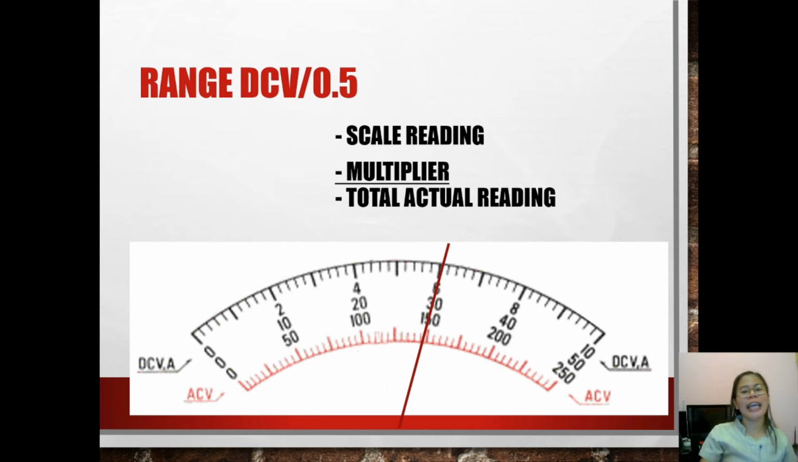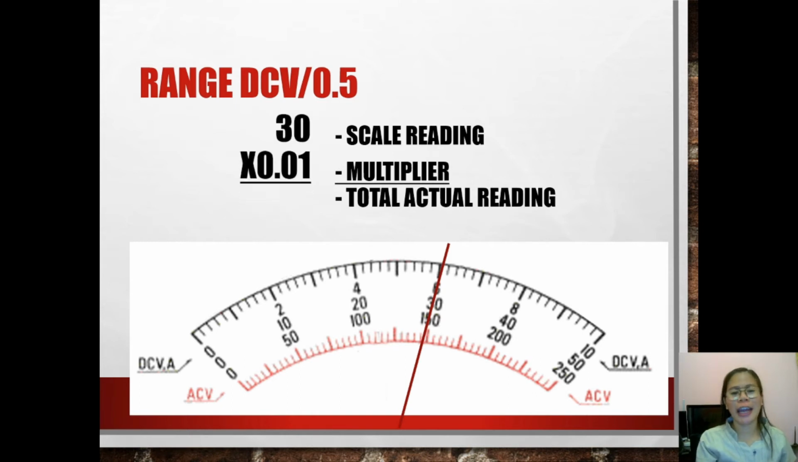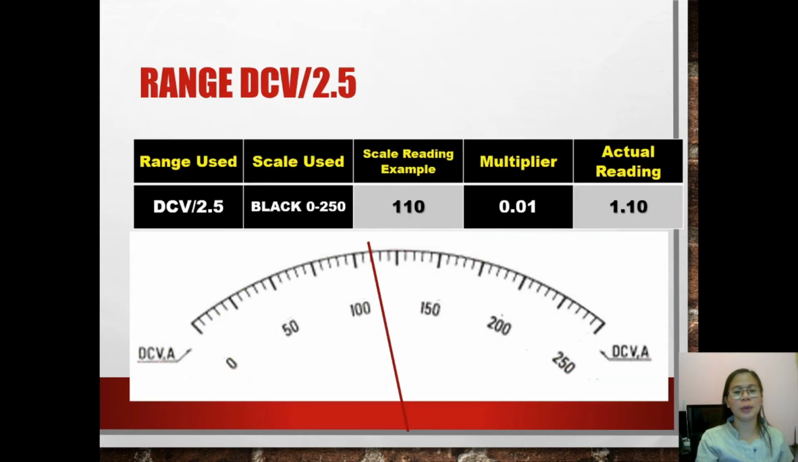Very good. Our scale reading is 30. And what is our multiplier? Correct. It is 0.01. So what do you think is the final actual reading? Alright, it is 0.30. Very good. 0.30. And if you don't want to use the multiplication, you're going to move the decimal point to the left 2 decimals. Alright. Let's proceed to the next range.